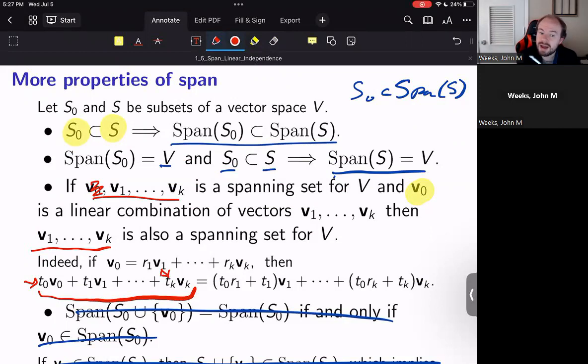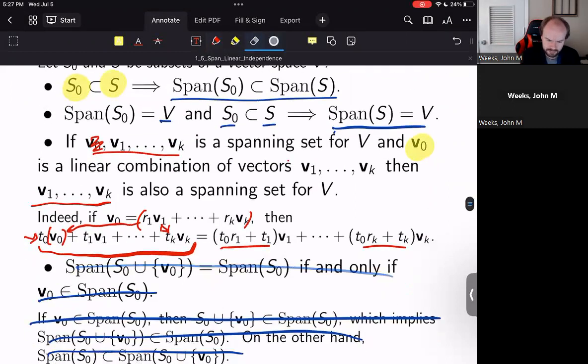Then we can remove V naught entirely. Here's how we do it. We just substitute in what V naught is in terms of this right-hand side equation. And then we just combine everything together and we get coefficients for V1 through Vk, showing that this element was indeed in the spanning set of V1 through Vk. Since this was just a general element of V, then we're good to go.